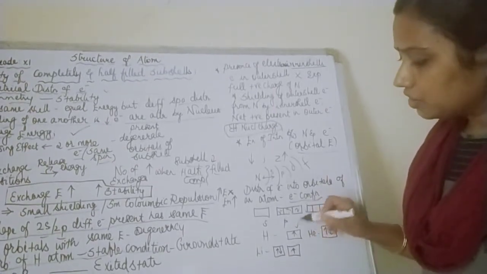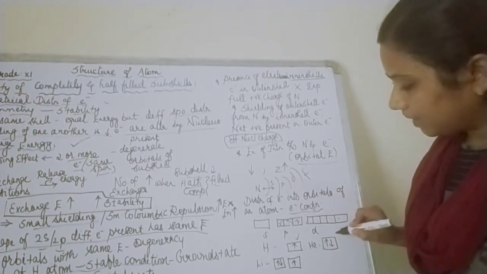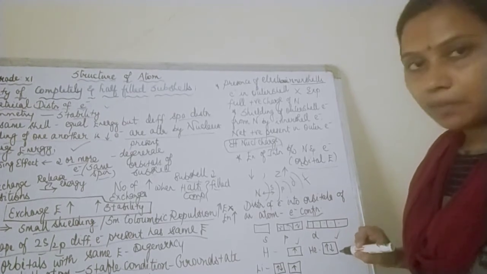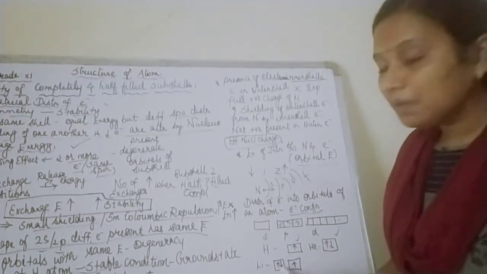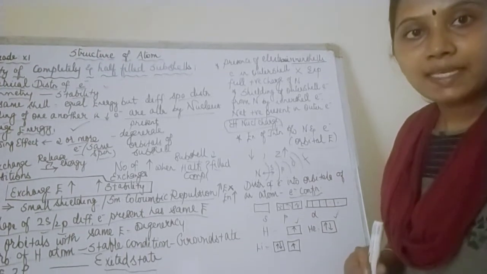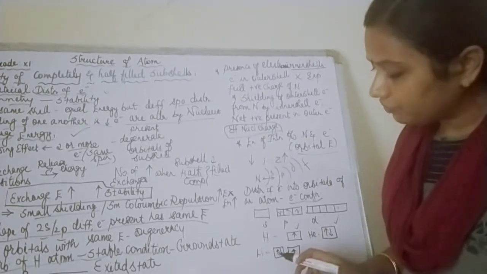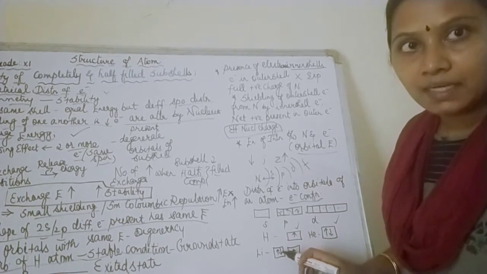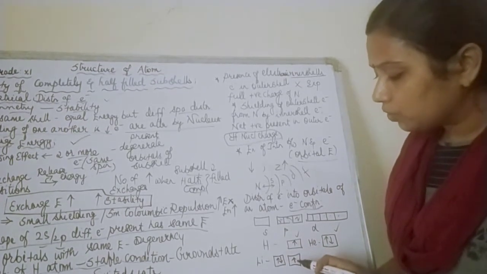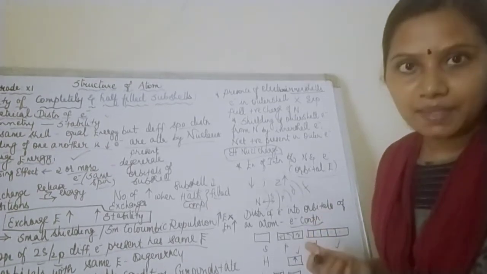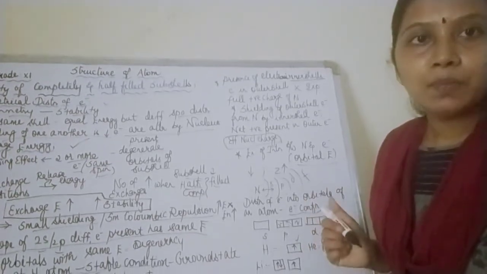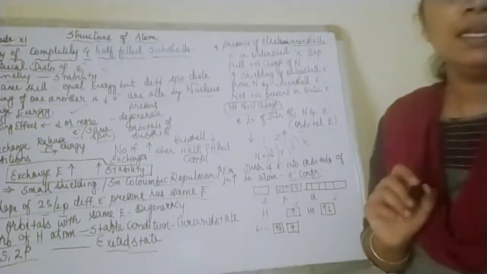This is for hydrogen, where I have indicated only one electron, and for helium I have indicated atomic number 2. Lithium has atomic number 3. The maximum number of electrons which s can hold is only 2, right? So I have filled 2 in the s orbital, and for the remaining one I have moved to the next orbital, p. In p I have put 1. So 3 is completed.